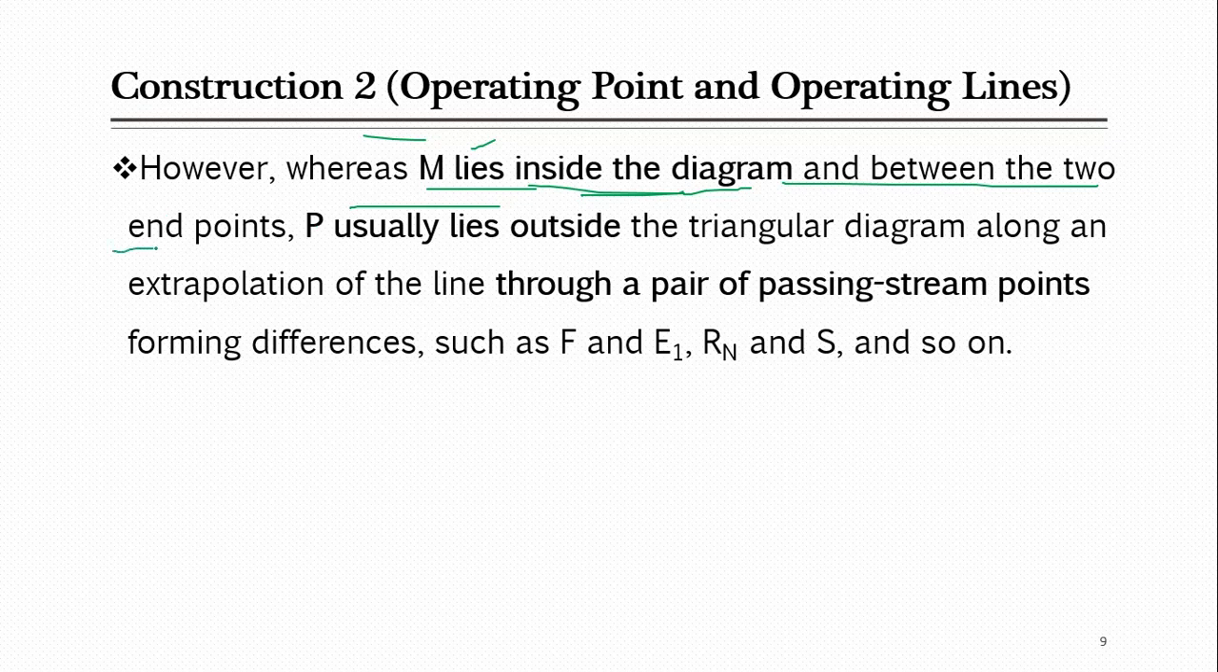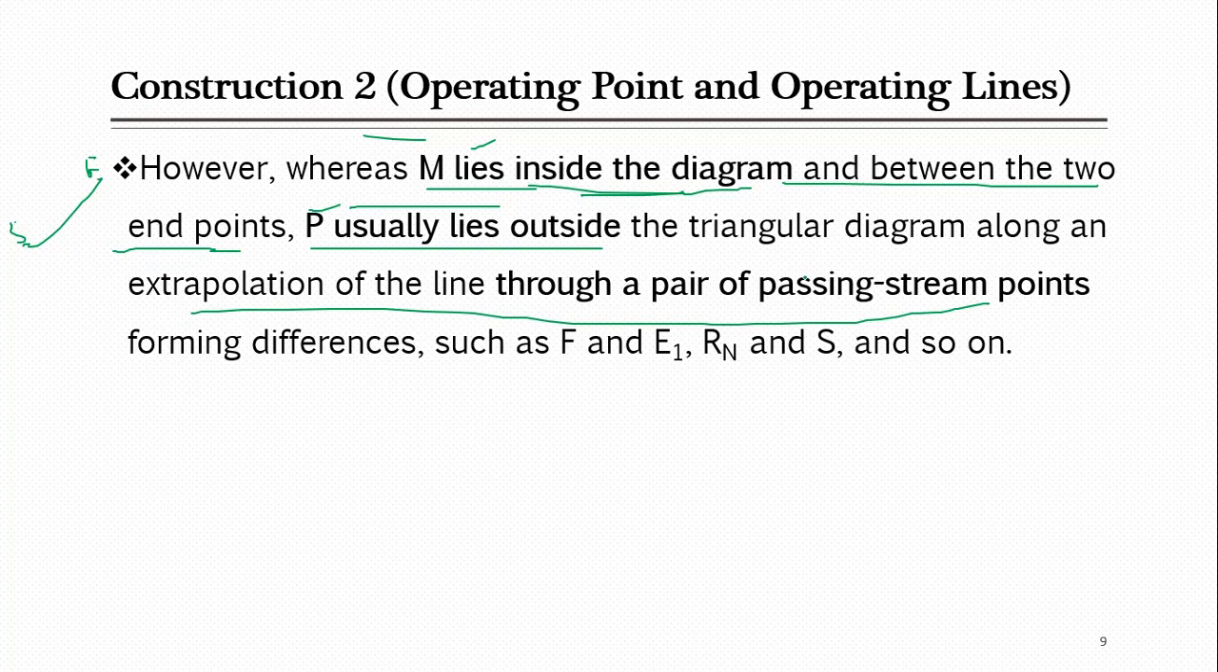And between the two end points, what are those two end points? Those two endpoints are the feed and the solvent. If you look at the main endpoints of the line on which M is lying, it is between feed and the solvent. But P, as we said, is somehow similar to M, but P usually lies outside the triangular diagram. At the end of this discussion I will tell you something else, but at this time at least remember that P usually lies outside the triangular diagram along an extrapolation of the line through a pair of passing stream points.